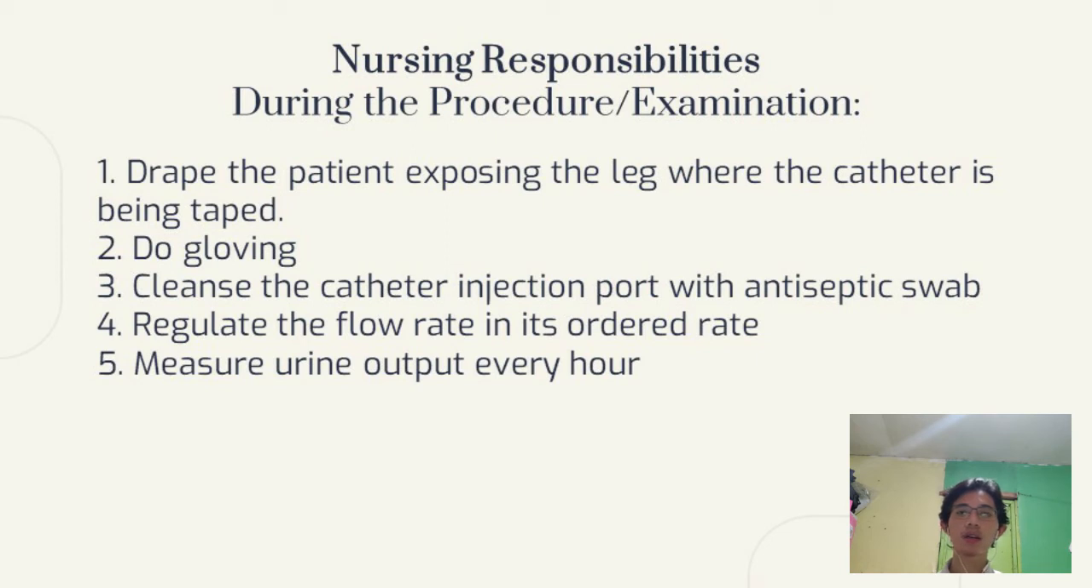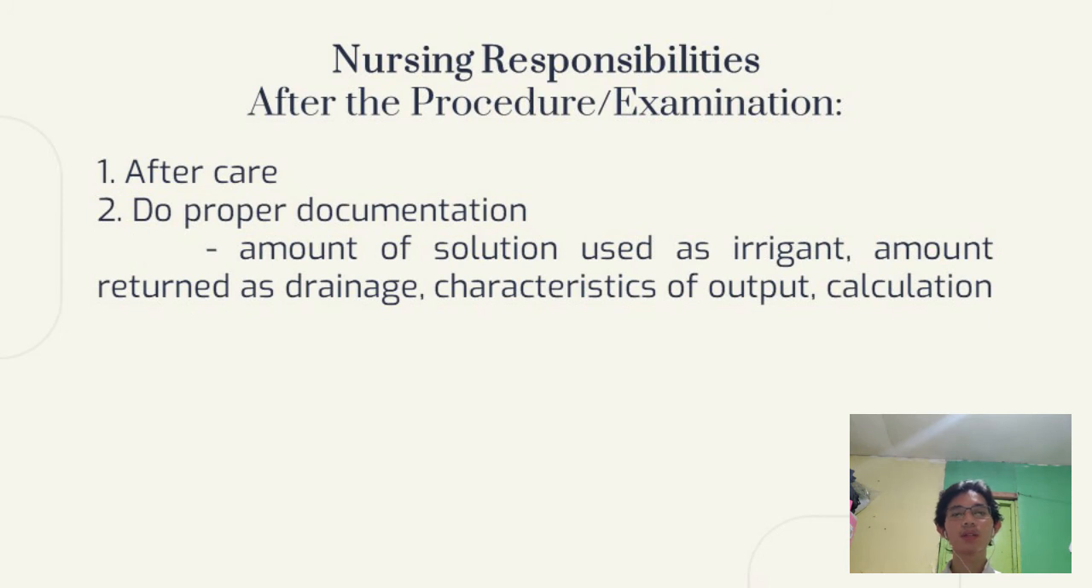Next is to do gloving. Next is to cleanse the catheter injection port with an antiseptic swab. Next is to regulate the flow rate at its ordered rate. And lastly is to measure urine output every hour. After the procedure, the nurse will perform aftercare and do proper documentation: amount of solution used as irrigant, amount returned as drainage, and the characteristics of output and calculations.